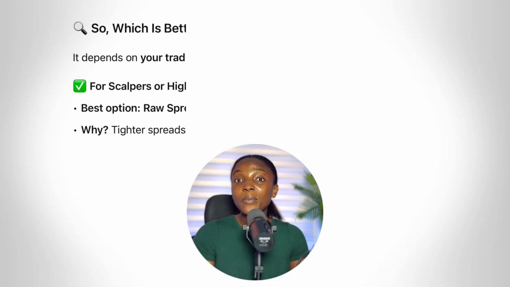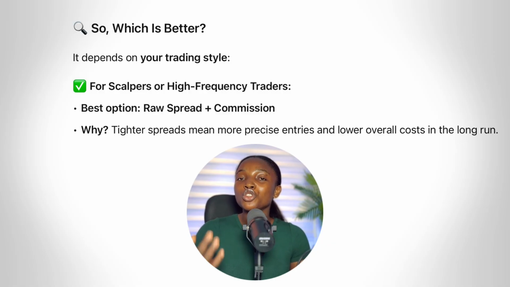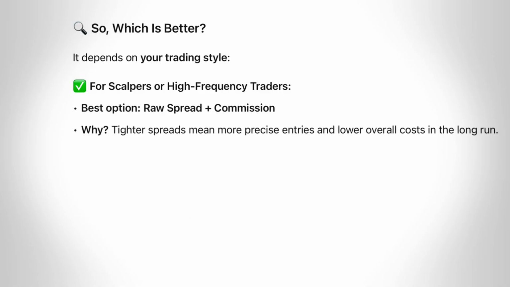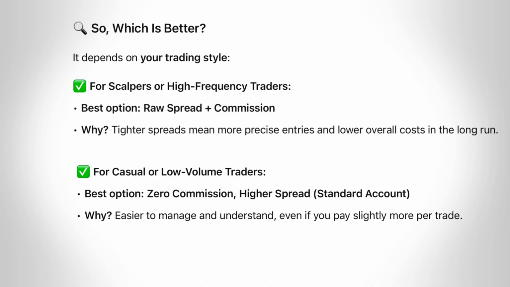So now this brings us to the question, which is better? And I do not know if this is the answer you were looking to hear, but it all depends on your strategy. Scalpers or high frequency traders usually go for raw spread plus commission accounts because of course the cost is lower over time if you look at it. On the other hand, casual or low volume traders usually go for zero commission standard accounts. This is because it is easier to manage even if you pay a bit more per trade.